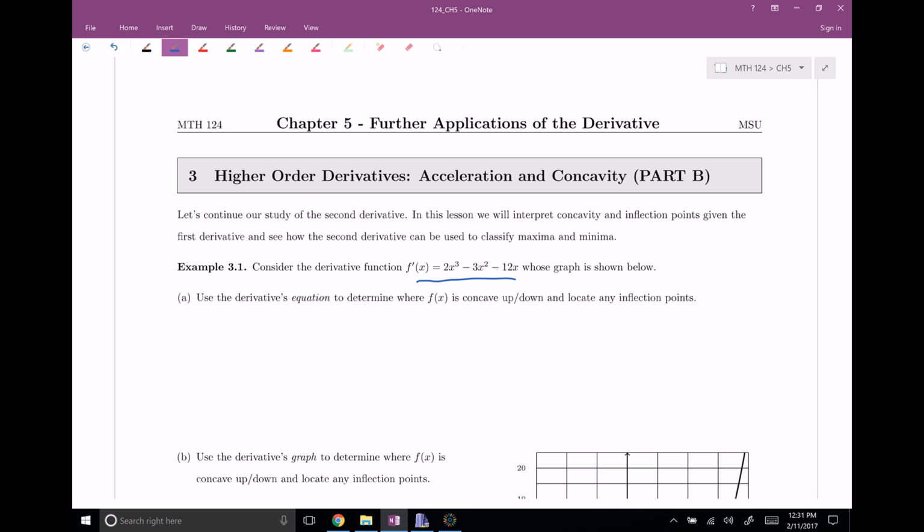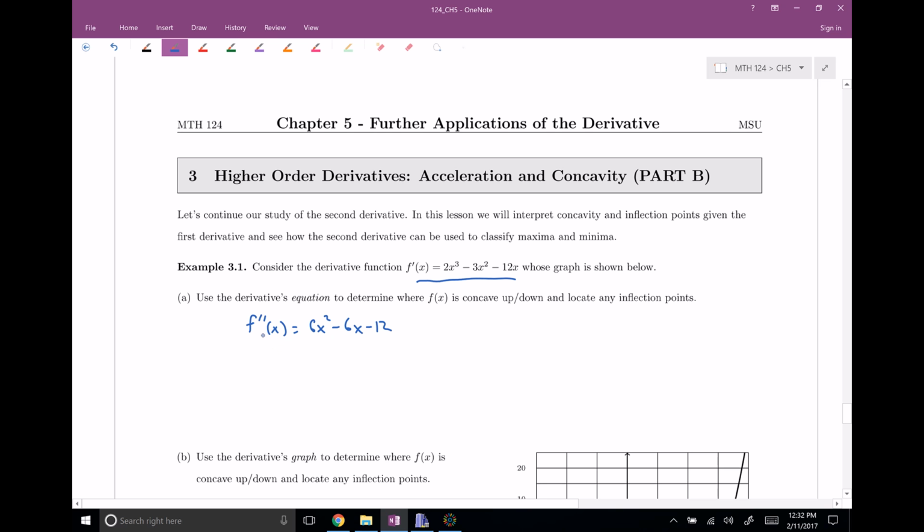I want to start with: if you're given the equation, what do you do? Use the derivative's equation here to determine where f is concave up, concave down, and locate any inflection points. You know the drill. The idea is if you're given the first derivative equation, you can just take the second derivative and the game is pretty much the same. So let's do it. I take the second derivative, the derivative of the derivative, and I get 6x squared minus 6x minus 12.